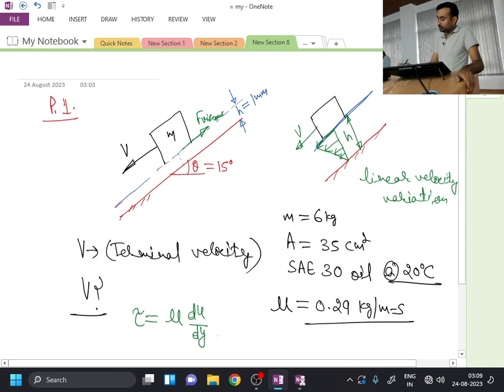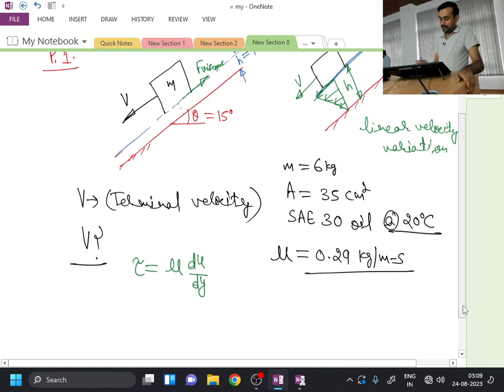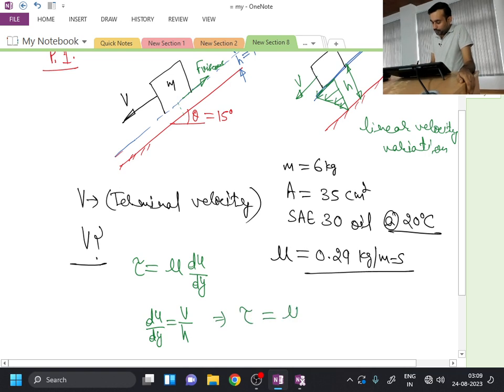If you have to calculate du by dy, then how much will it be? For this straight line, du by dy becomes nothing but equal to v by h, considering the linear velocity. Fine. So from here my tau has become mu times v by h. Now what will be the viscous force?